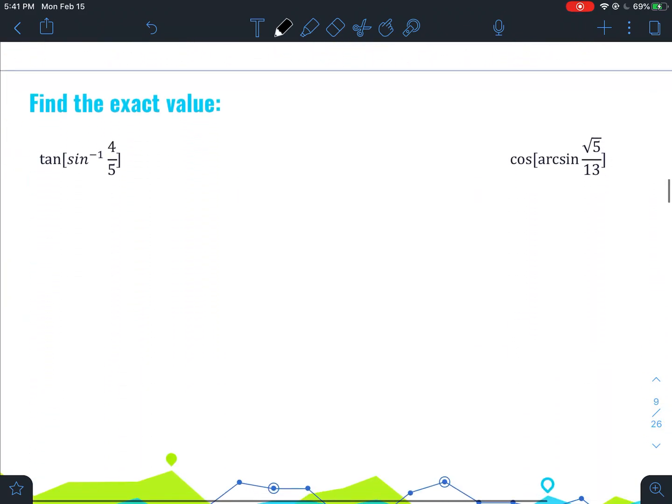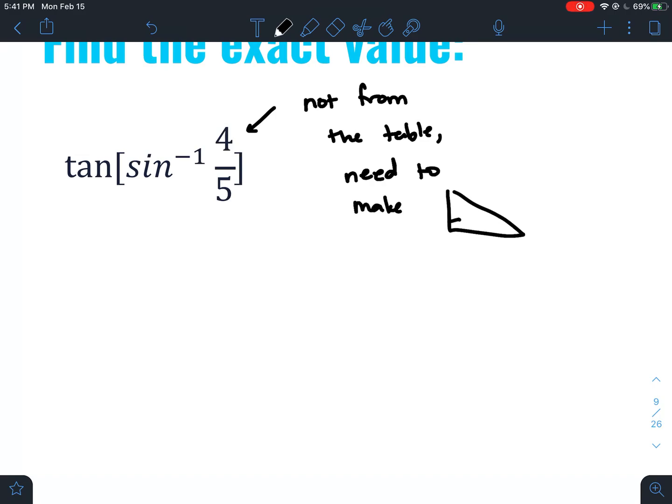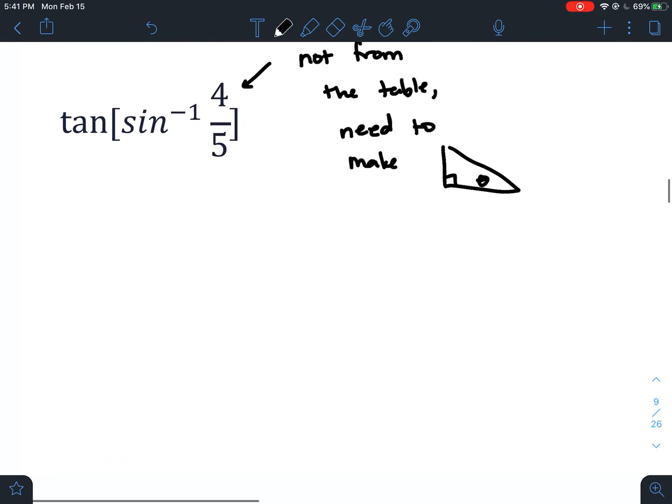All right. And then we also found these types of problems when they weren't from the table. So what is the tangent of the inverse sine of 4/5? So remember, 4/5 is not from our table. So when it's not from the table, you need to make a right triangle and solve for the missing side. So you need to make a right triangle, and we can put theta in the corner.